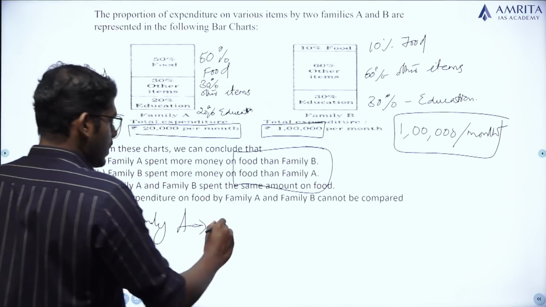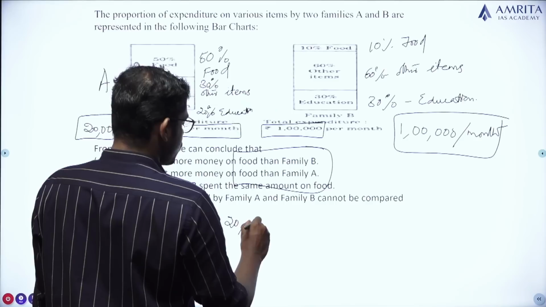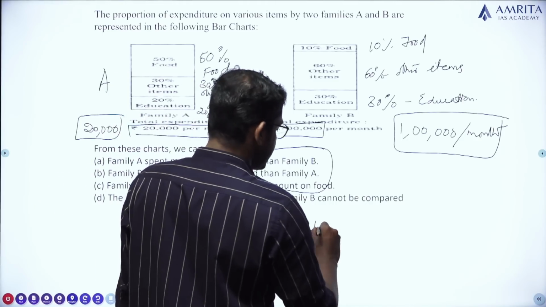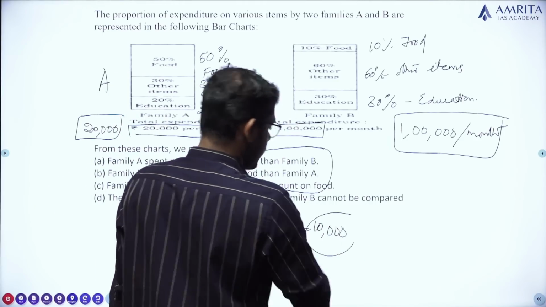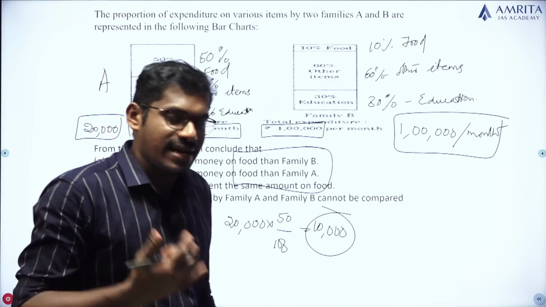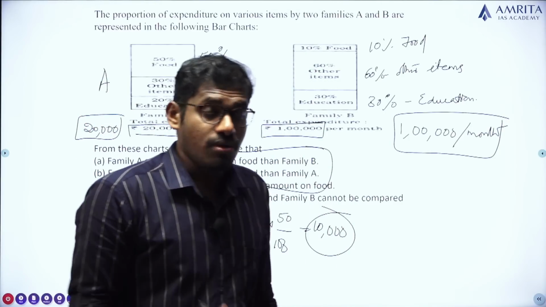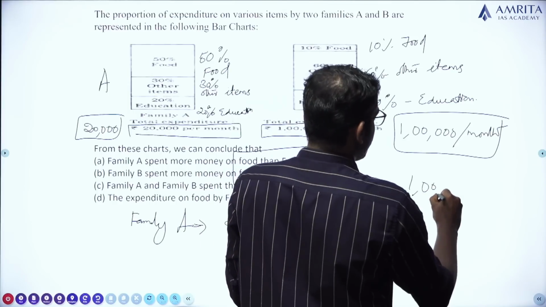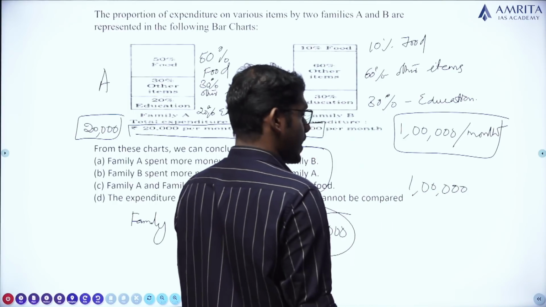For food. That is, the total expenditure is 20,000. The 50% of 20,000 is very simple. That is, it is 10,000. So family A spends 10,000 rupees for having food. Clear? Okay. For family B, the total monthly expenditure is 1 lakh.